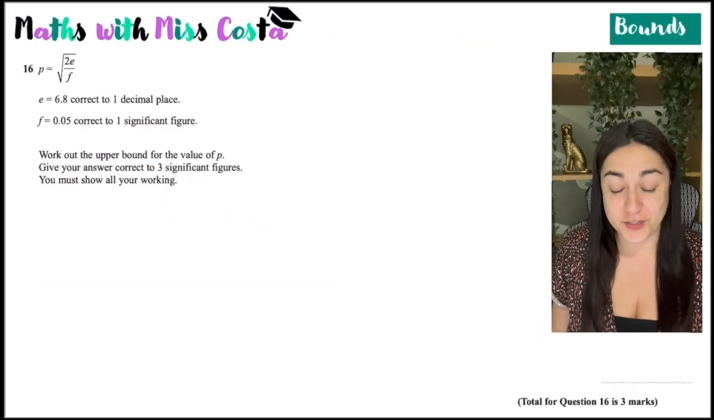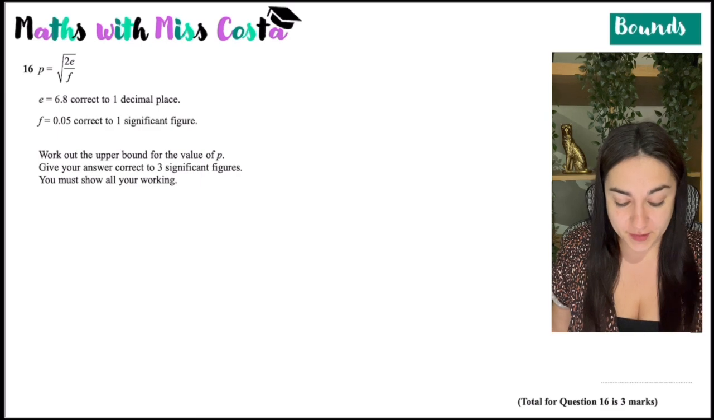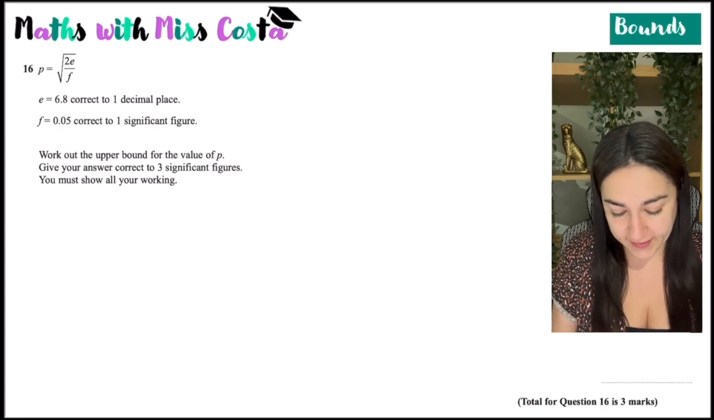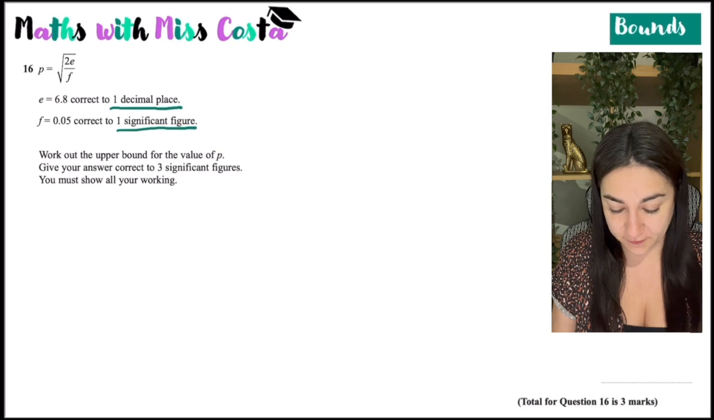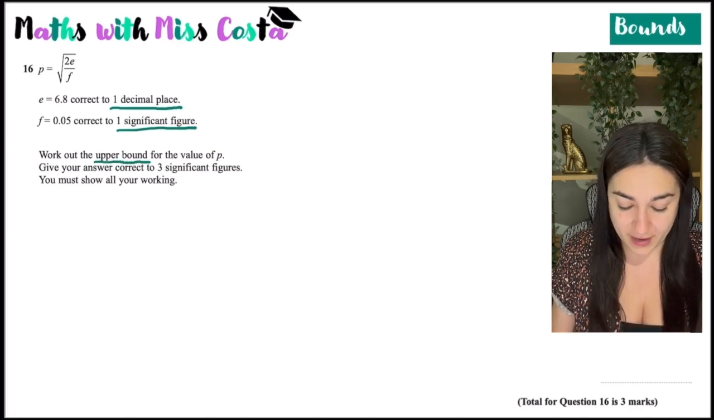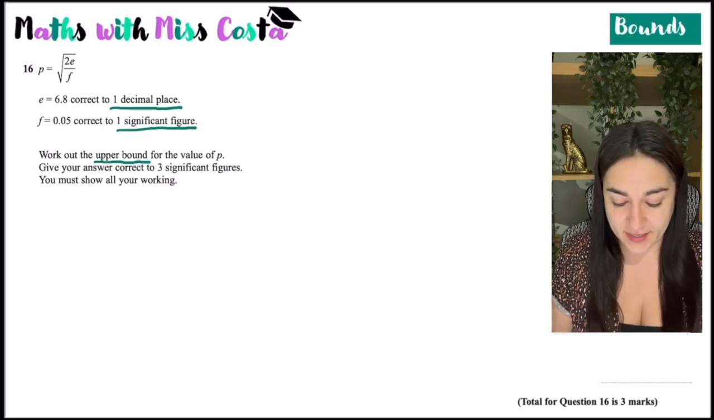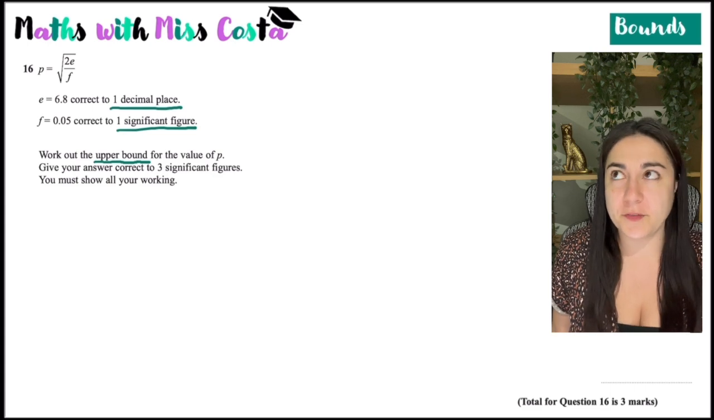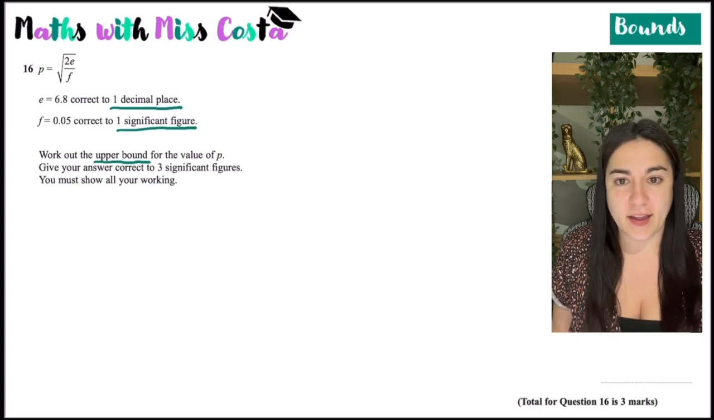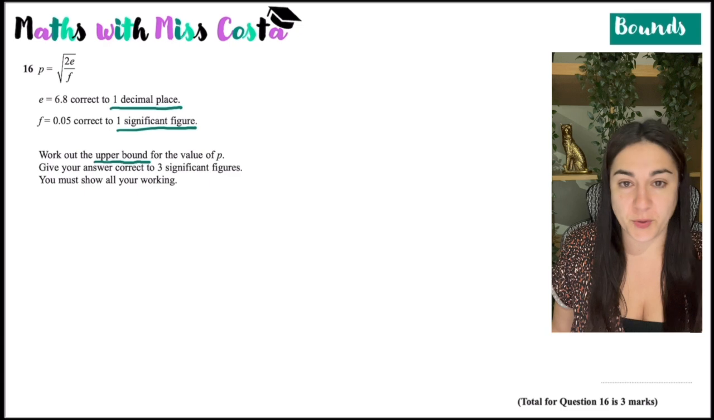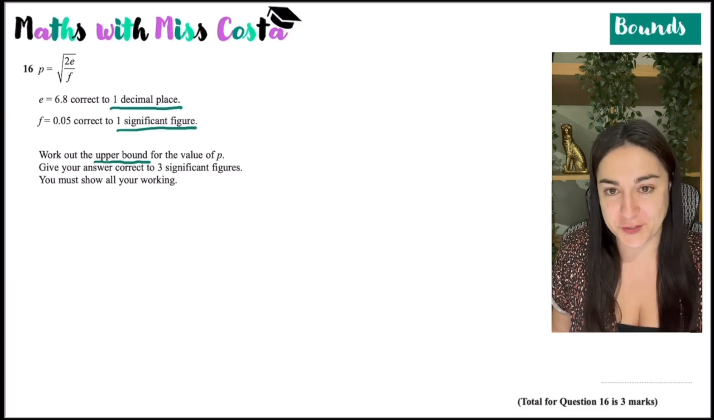Okay, so over here we've got a bounds question. We're told that p equals the square root of 2e over f. The value of e is 6.8, correct to 1 decimal place, and f is 0.05 to 1 significant figure. We need to work out the upper bound for the value of p, and then give our answer to 3 significant figures. So the key thing with bounds, a lot of people memorize how to work out the upper bound and the lower bound when you're using division and things like that.